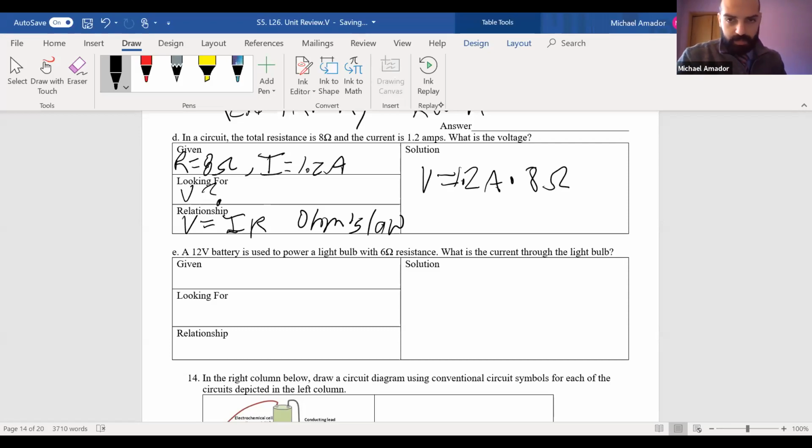I think that might be 10. I think that might be 10 volts. Let's check this. 1.2 times 8. Oh no, that's 9.6. Are we getting 9.6? Give me a thumbs up if 9.6 is correct. 1.2 times 8.